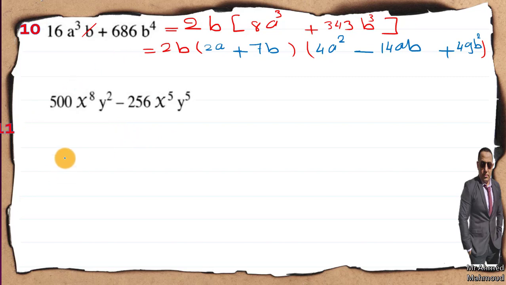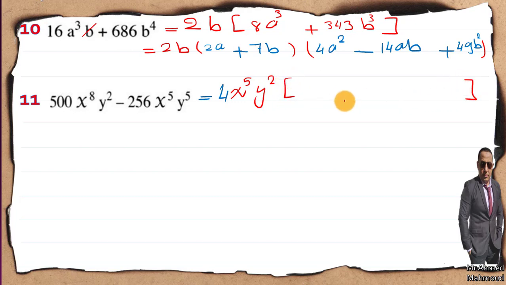Okay, here 500x^8y^2 and 256x^5y^5. Here they are even numbers, so they are in table 2, but they are also in table 4. So the highest common factor is 4. And I have x power 8 and x power 5. I'm going to take the smaller power, which is x power 5. Y power of 2 and y power 5. I'm going to take the smaller power, which is y power of 2.